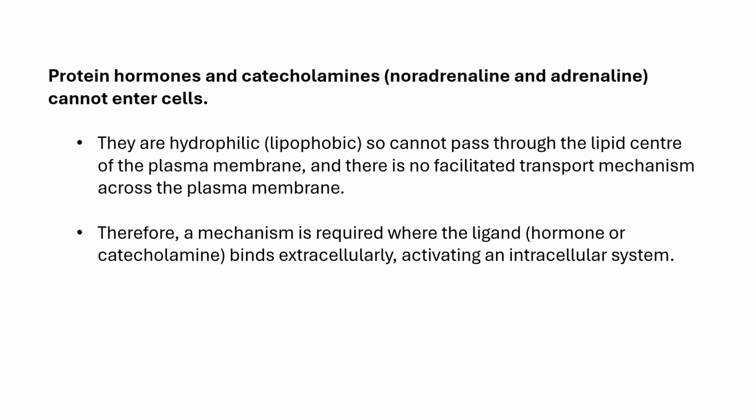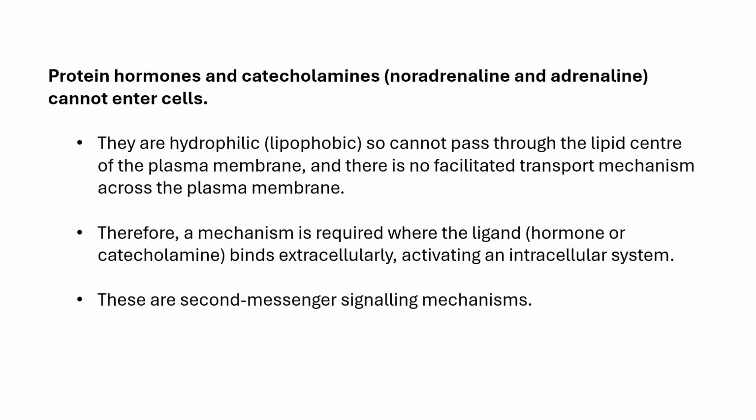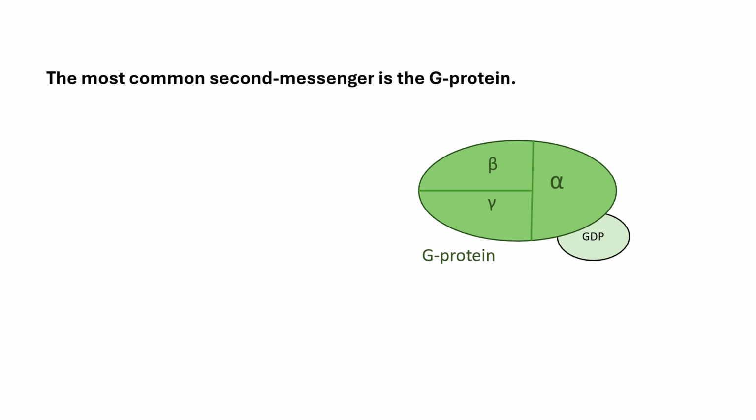Because of this, they need a mechanism where the ligand, in other words the hormone or the catecholamine, binds extracellularly to the surface of the cell, to a receptor, and then activates some sort of system inside the cell. And these are known as second messenger signaling mechanisms. The most common of these second messengers is something called a G protein.